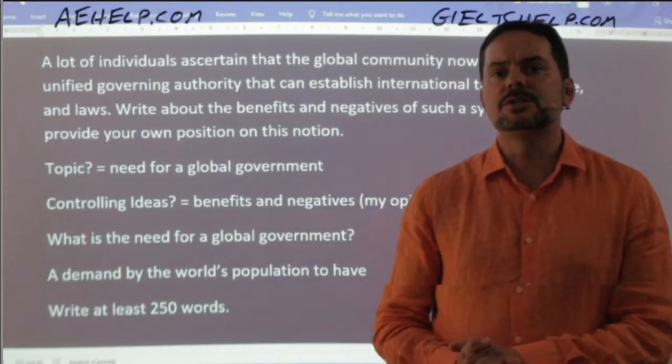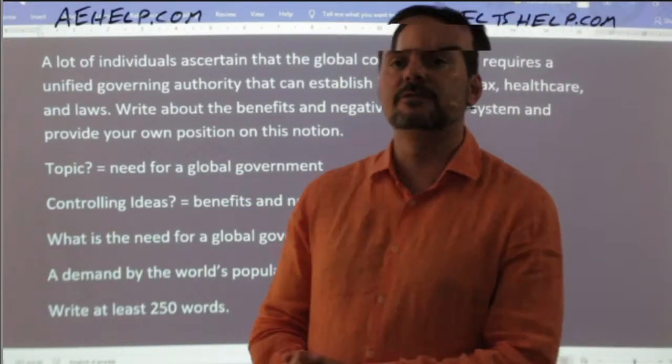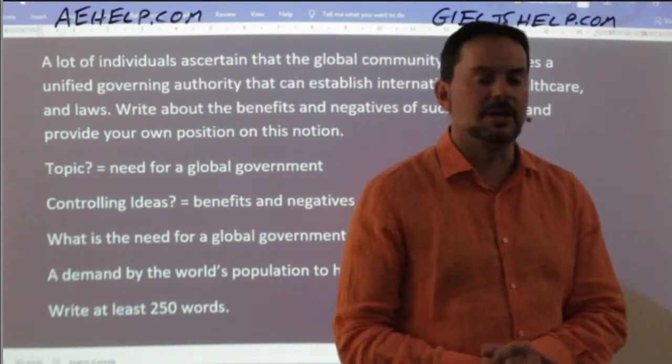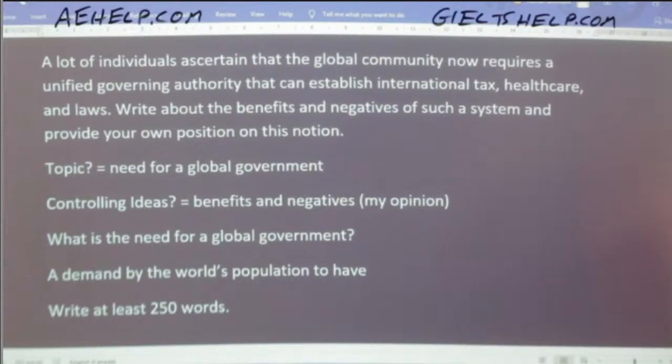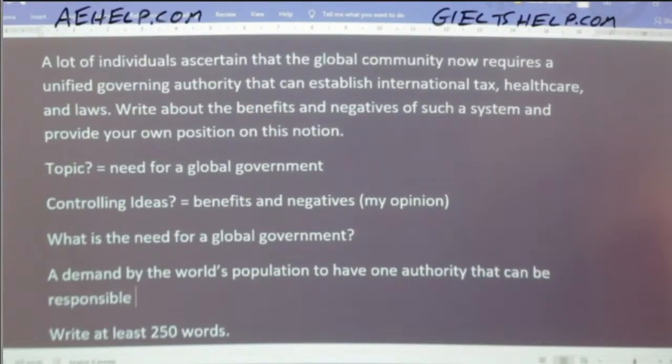Yeah, so that was Sadesh Somni says a collective body that can take responsibility for worldwide issues. A demand by the world's population to have one authority that can be responsible for the world's issues and social systems.